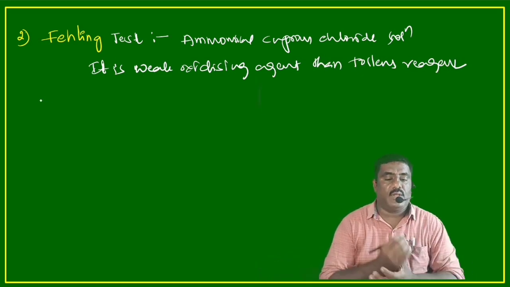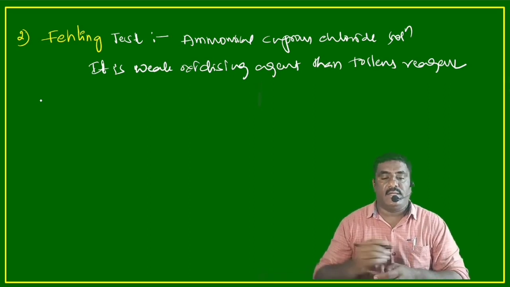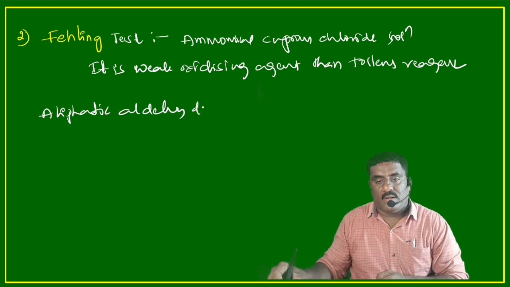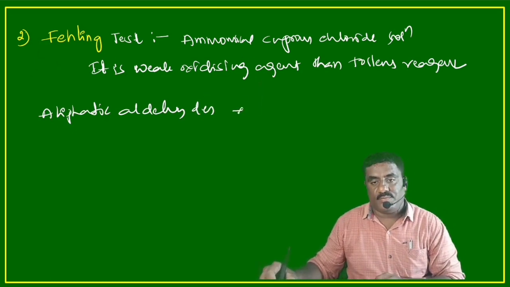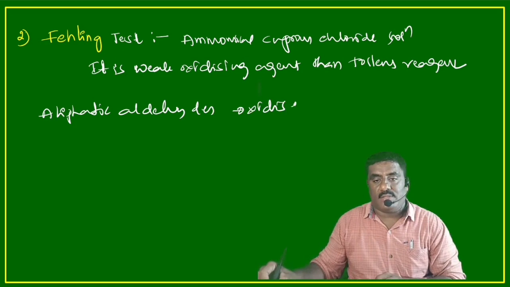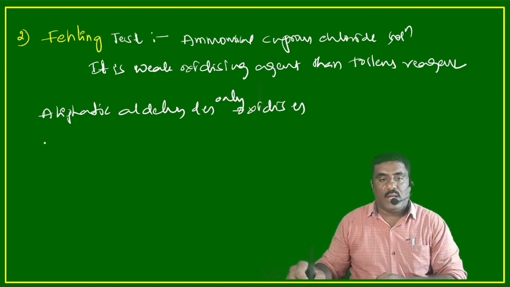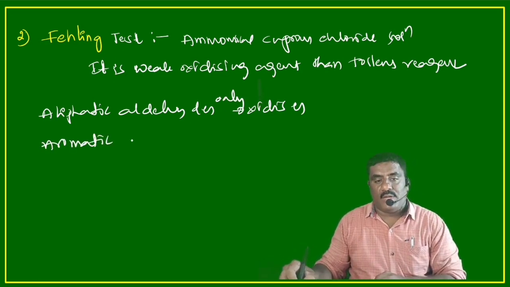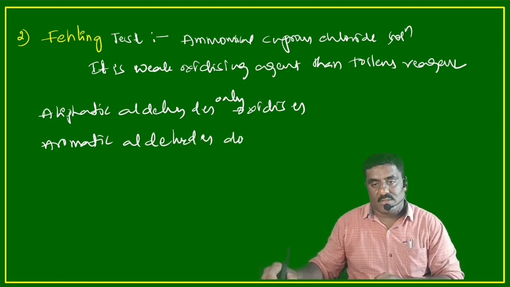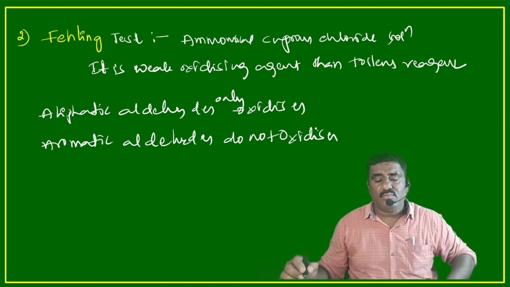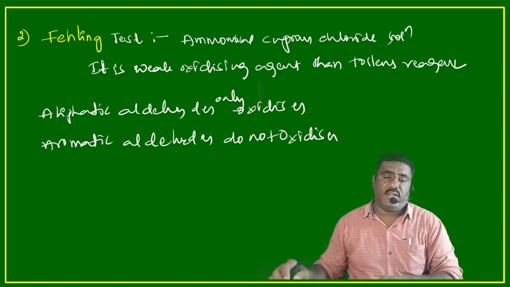It gives the test with aliphatic aldehydes. Remember, only aliphatic aldehydes are oxidized. Aromatic aldehydes do not oxidize. Yes, there is Fehling's solution A and Fehling's solution B.